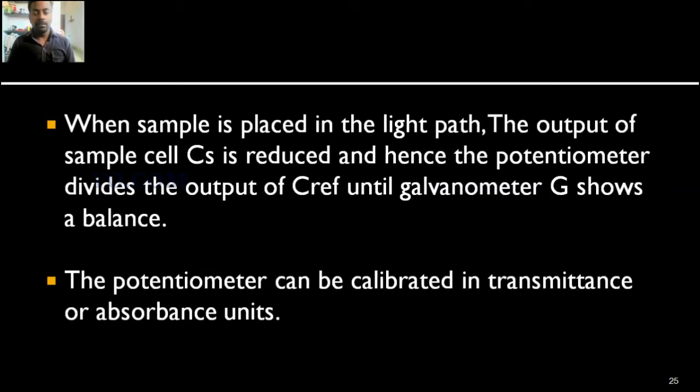When we keep the sample in the path of light, the output of the sample cell, that is CS, is reduced, and hence the potentiometer divides the output of C reference until the galvanometer shows balance. The potentiometer is adjusted to get the galvanometer to 0, to balance the galvanometer. The potentiometer can be calibrated in transmittance or absorption units. According to the potentiometer variation, we can find the substance present in a given sample. So this is a filter photometer.